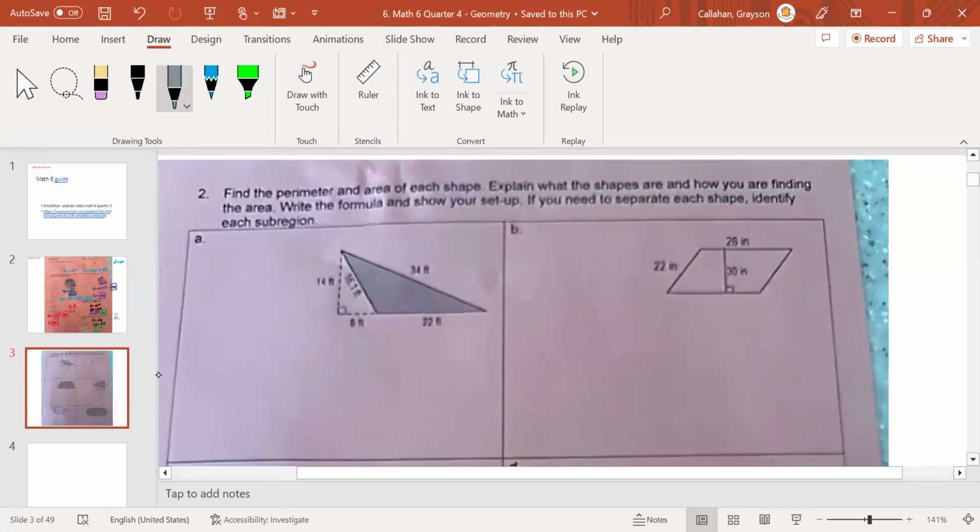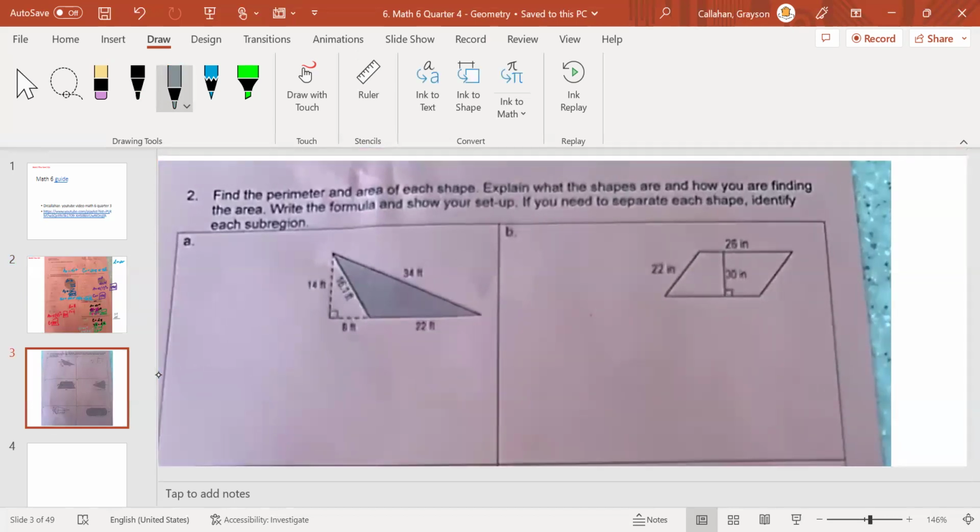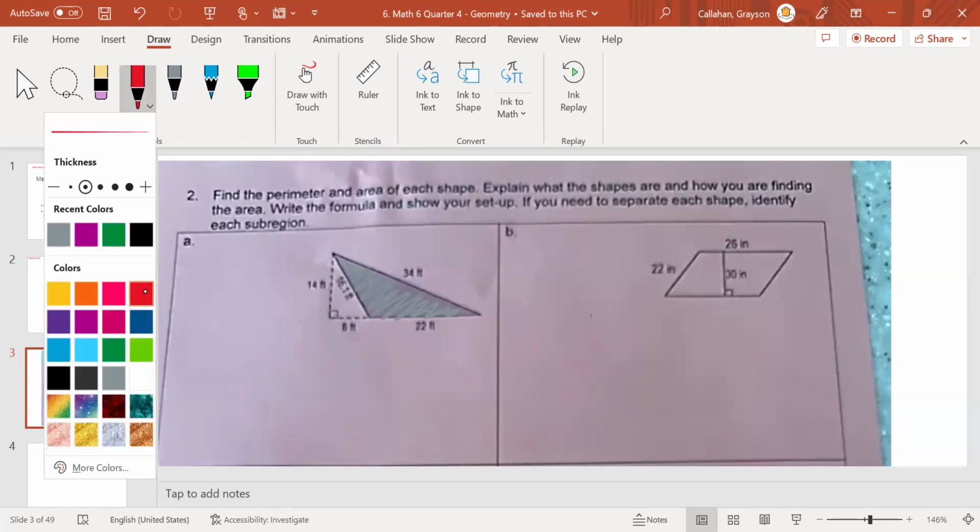Find the perimeter and area of each shape. Explain what the shape is and how you are finding the area. Write the formula and show your setup. If you need to, separate each shape. Identify each subregion. Okay. What is your plan? You want to find the area that is in gray, correct? So what's your plan to find it?